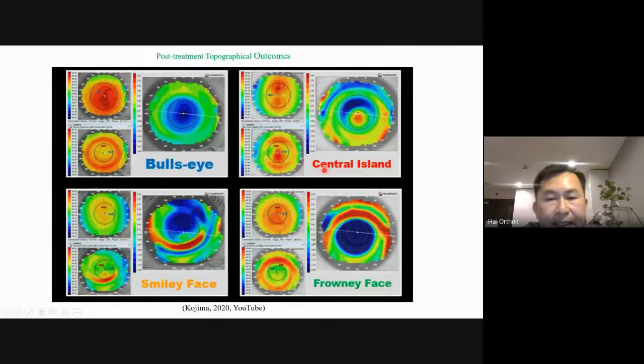This is the topography from Kojima to review for you: good fitting, the smiling face; superior decentration, the lens is too stiff, with central island; the lens is too big, too small, or too vaulting. Brownie face, the lens is inferior decentration because it doesn't have enough toricity or because it's vaulting. So we have to find the right problem in order to troubleshoot it.